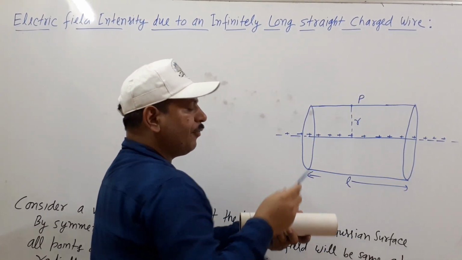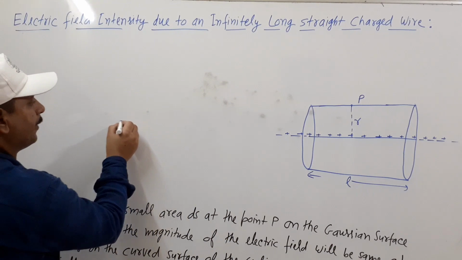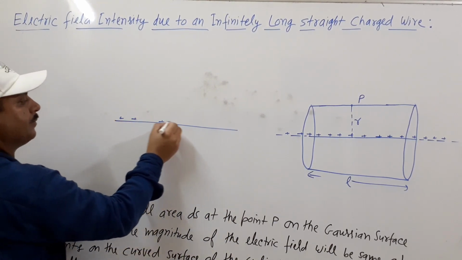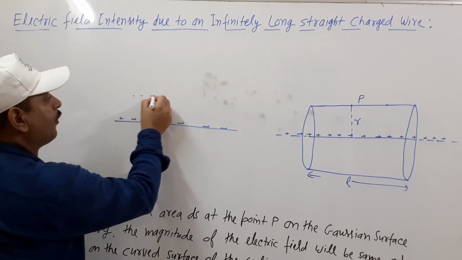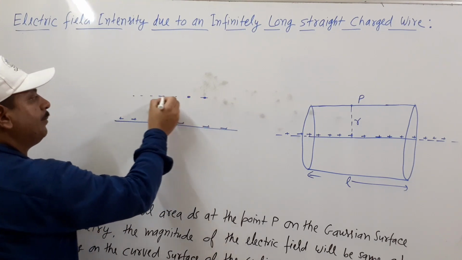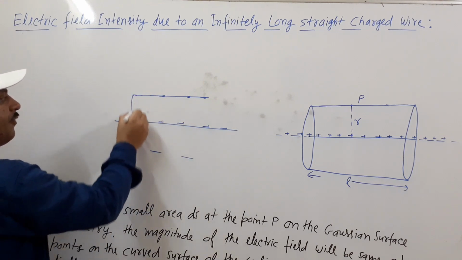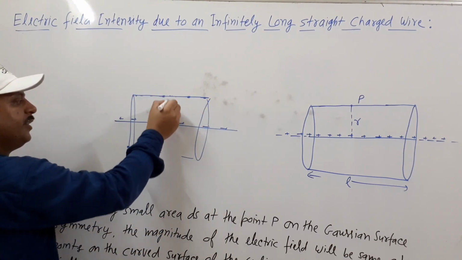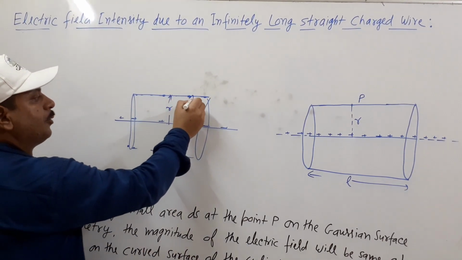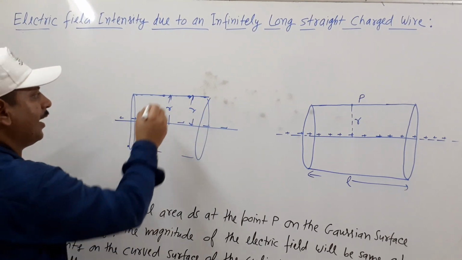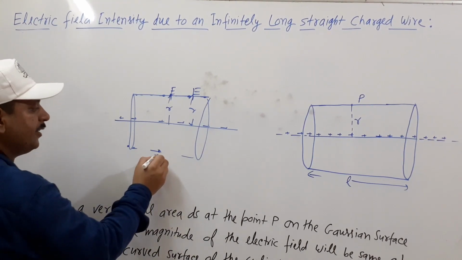So see here, if you go for the symmetrical distribution, this is the charged wire. If you go for the symmetry, for this cylindrical surface, each point, if I am taking this cylindrical surface, you see all points are at the same distance from this charged wire, at distance r, this point is also at distance r. If we see electric field intensity, the magnitude of electric field intensity will be the same at all points.